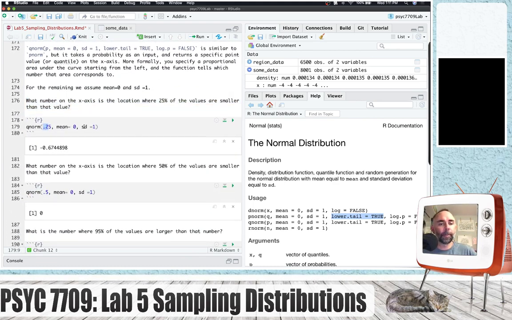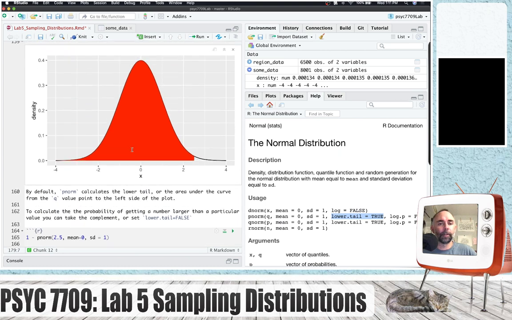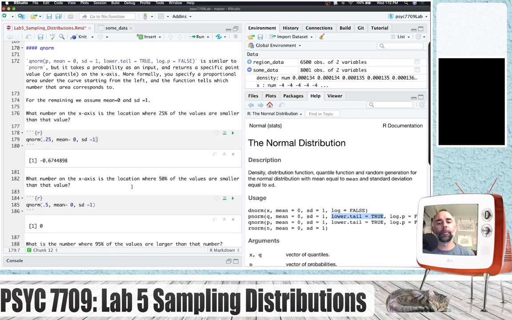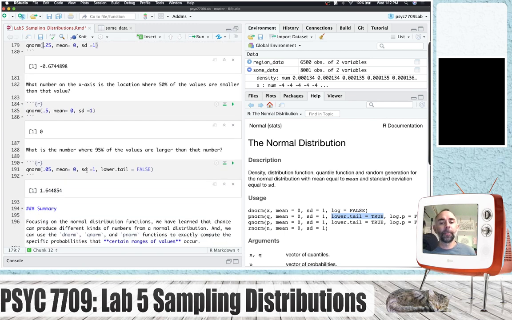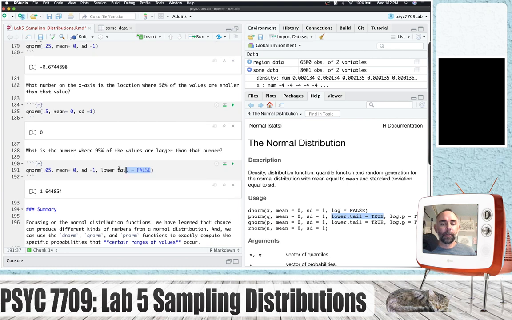So put in 0.25, specify the distribution, and it's saying negative 0.67. If we were to look at the graph, there's negative 1, negative 0.67 is around here. So 25% of the values should be less than that. And you can use qnorm to figure that out. What number on the x-axis is the location where 50% of the values are smaller than that value? Well, we already figured out that that was 0, and if we run it in here, we get 0. What about the number where 95% of the values are larger than that number? Well, we're now talking about the upper tail, so we could set lower tail to false and get 1.64.